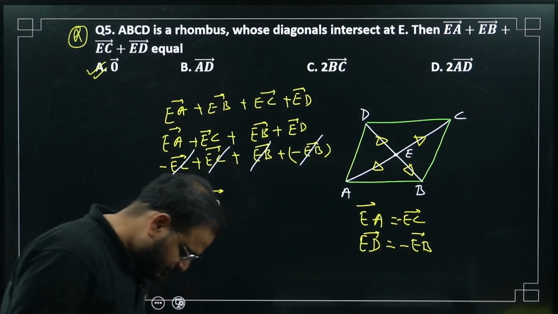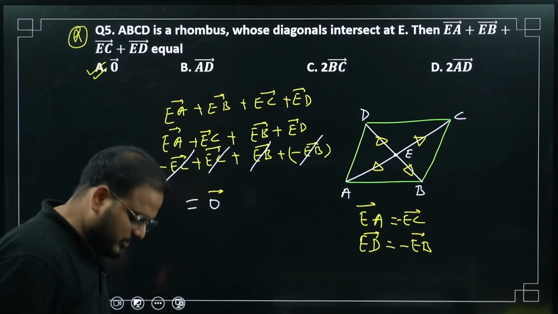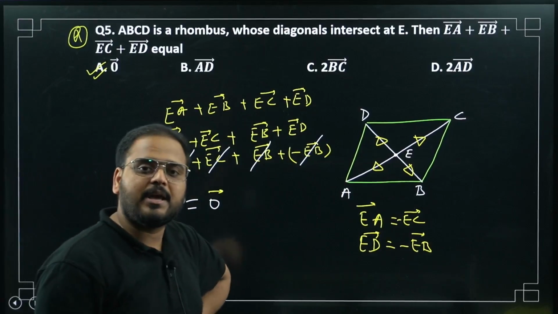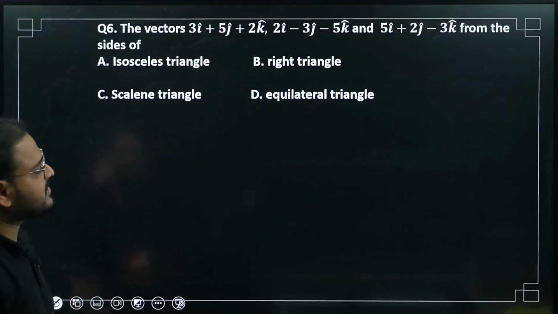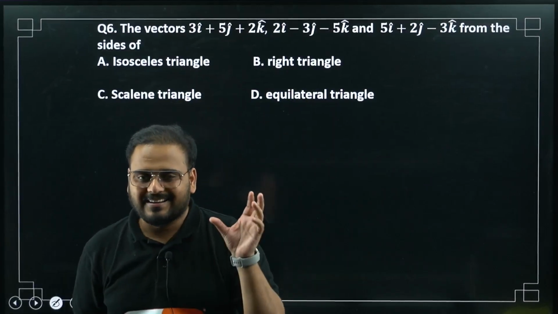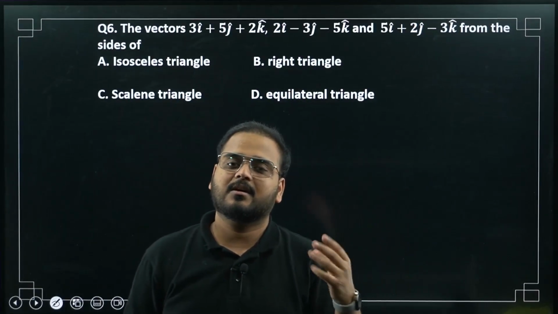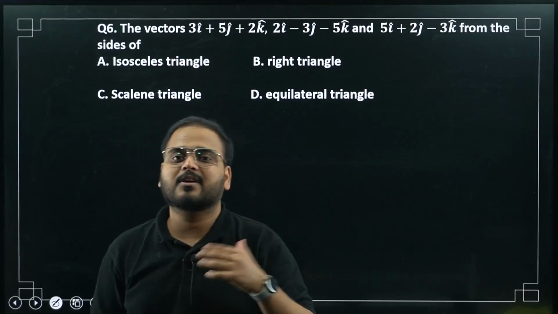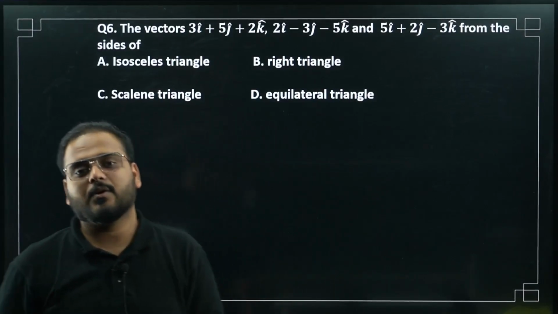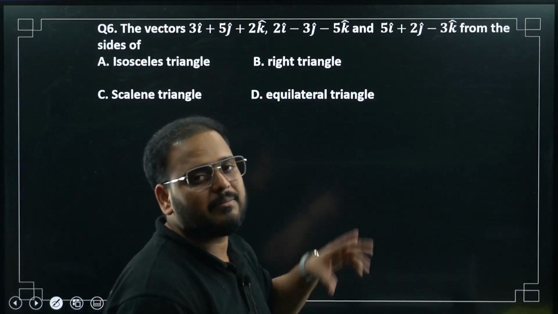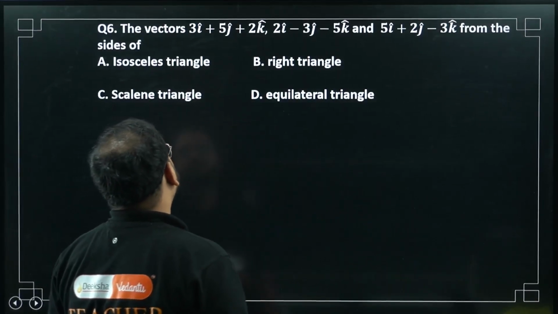Yes, option number A is the correct answer. Okay, question number 5, simple problem, just diagonals. One thing you have to remember, diagonals bisect each other and the lengths are equal, and the direction of the vectors are given, EA, right? So opposite direction to the other one, EB or EC and ED. Combine them with the same diagonal and get the result.